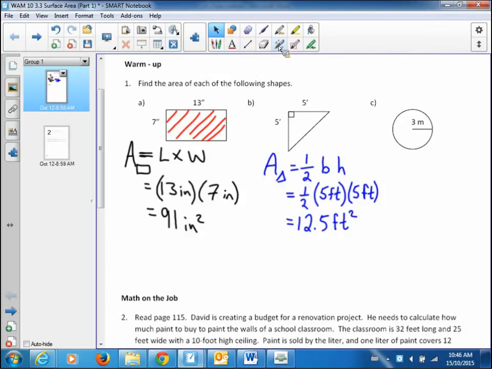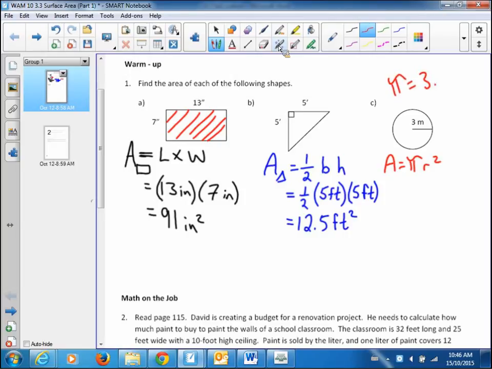Now, the circle is the one where you get area equal to, it says pi r squared. But this pi value, if you don't have a pi button on your calculator, use 3.14. That's just fine. And that's going to be, in this case, there's a circle, 3.14 times the meters, 3 meters, squared.